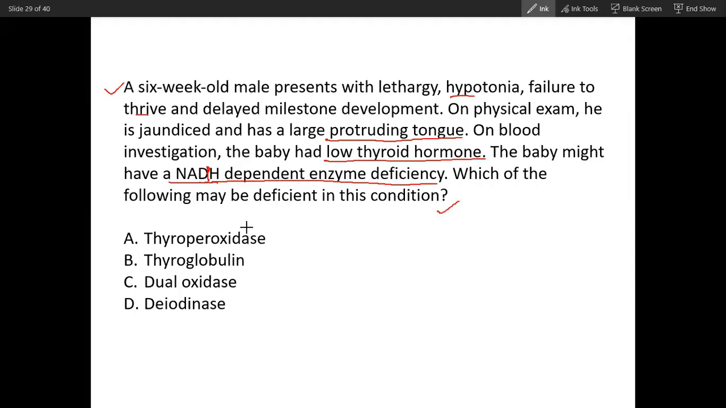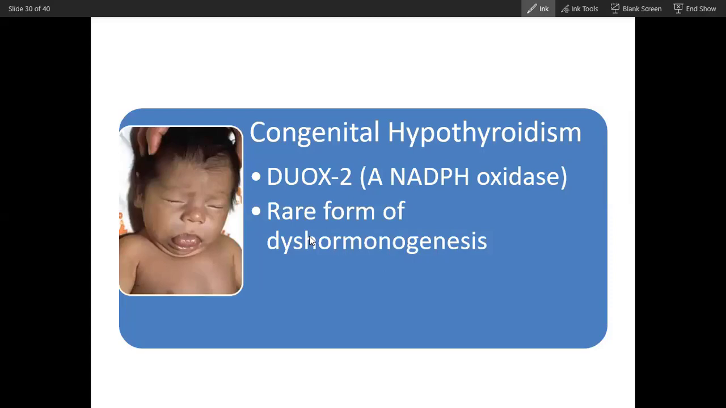So what would be the problem? Which step of hormone synthesis and utilization is defective here because of deficiency of this NADPH dependent enzyme? Have you studied endocrine? No, sir. So that is why you don't know. Now see, let's see the synthesis of thyroid hormone. Now this is the condition you will see here.